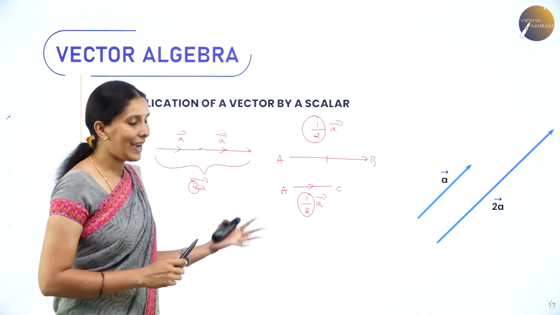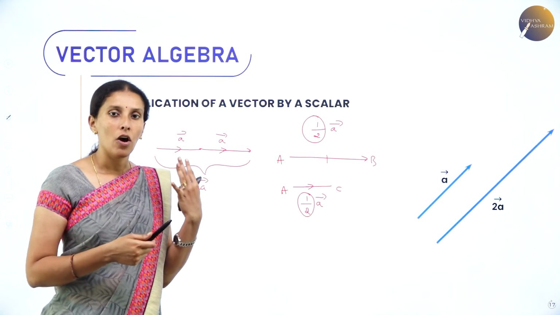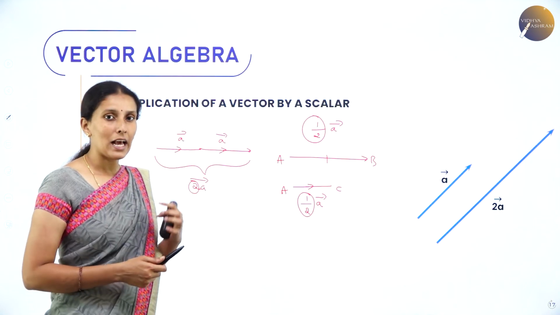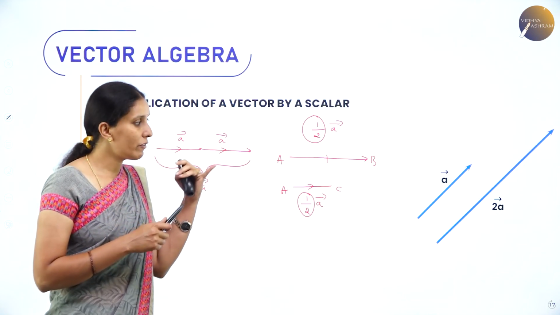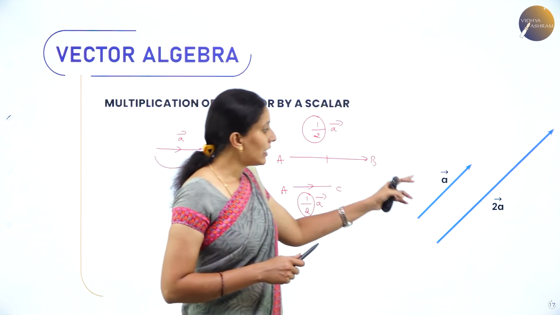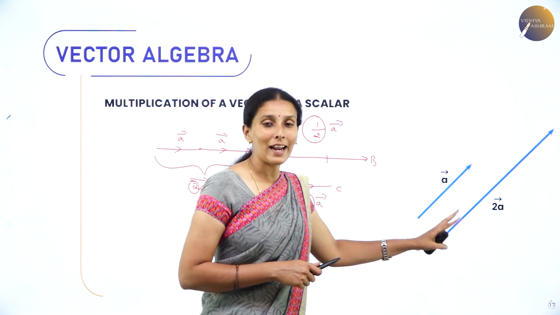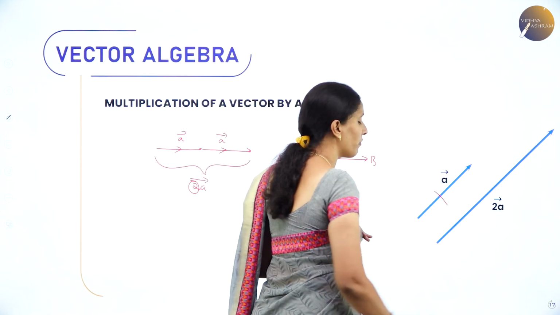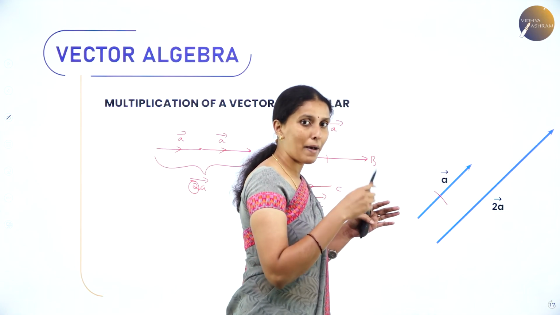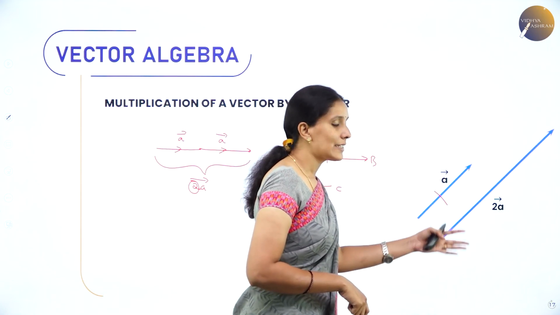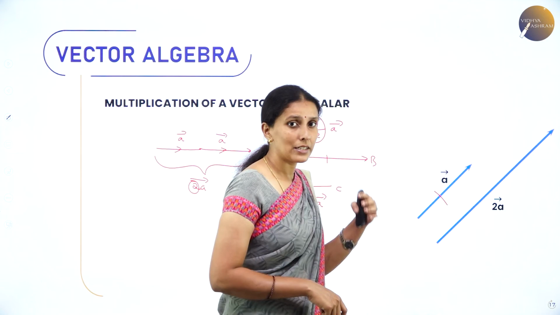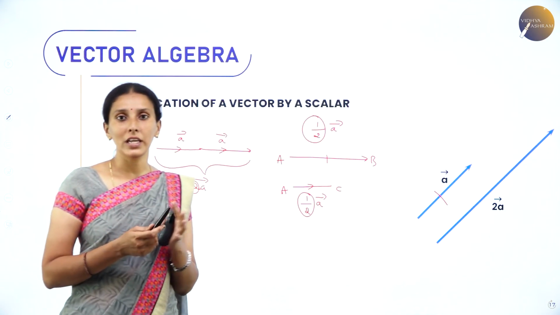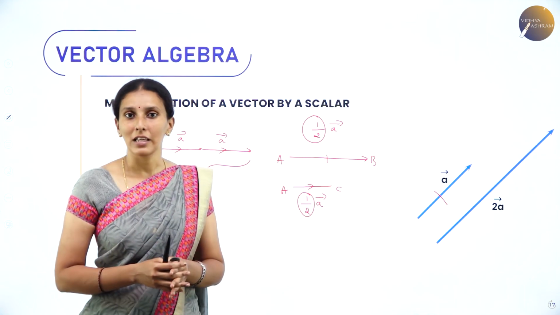So we can take 2A, 3A, nA for any vector. Any scalar quantity can be multiplied with the vector, but it is always parallel to the given vector. When I say half A, it is half of vector A, but it is exactly parallel to the given vector. When I say 2A, when I say 3A, it is twice or thrice the given vector, but it is a collinear vector with respect to the given line.